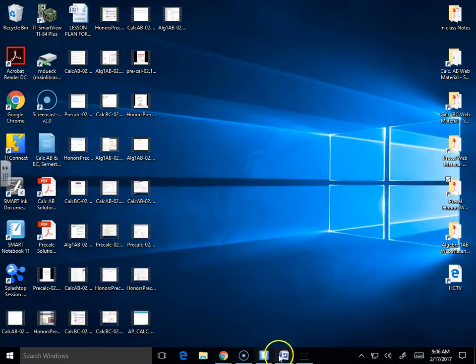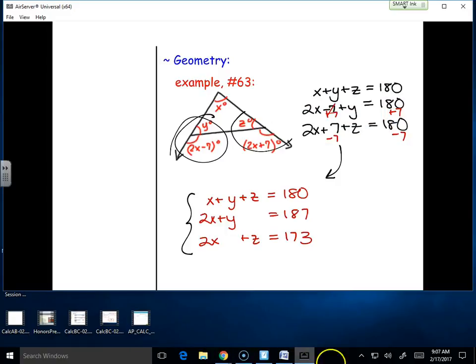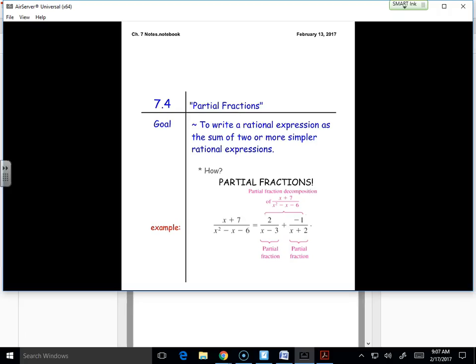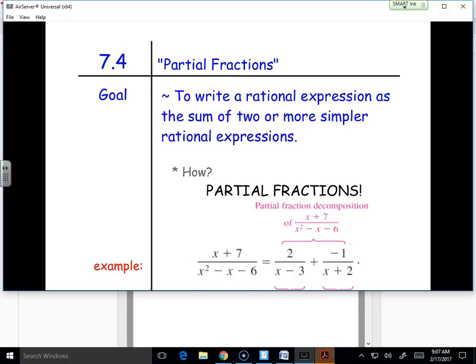So, he's taking forever. While we're waiting for him to come up, let me go ahead and let you guys start taking 7-4 notes because there's some writing to start us off.